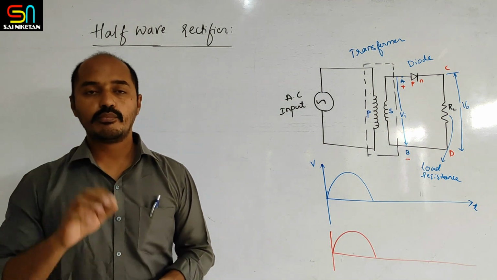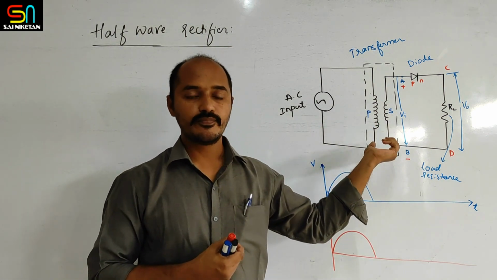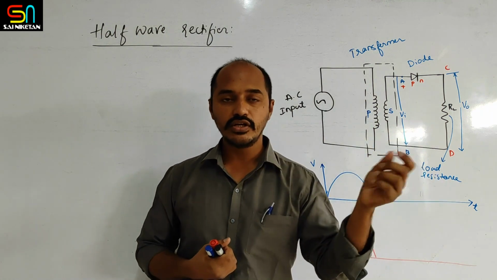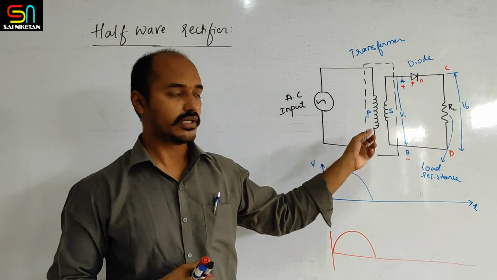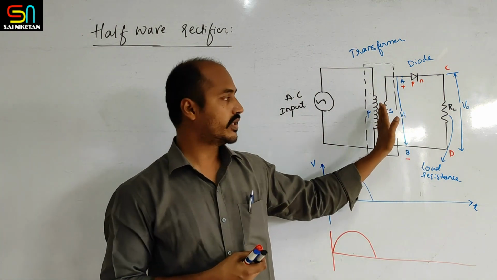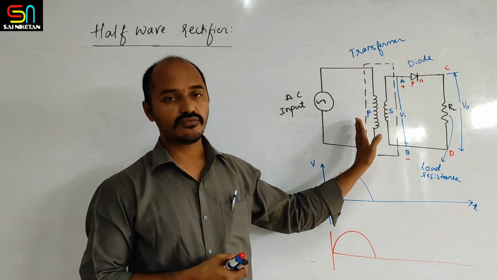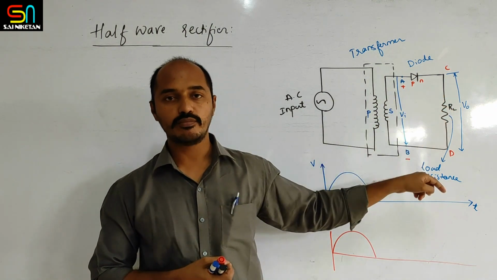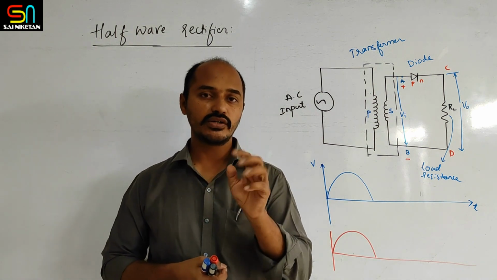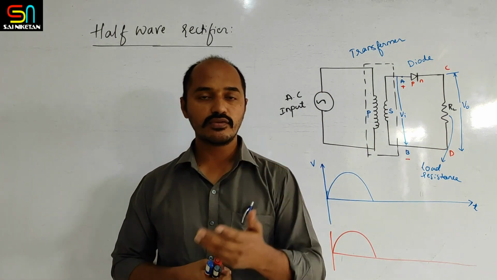So I'll repeat it. When the positive cycle of the alternate current flows through the primary coil, due to the transformer phenomenon, or mutual induction, the voltage is induced in the secondary coil as per the requirement. Now talking about the polarity, as the positive half cycle flows in the primary coil, point A becomes positive and point B becomes negative. As point A is connected to P, positive is connected to P and negative is connected to N. The diode becomes forward biased. So in the forward bias condition, it allows the current to flow through it.